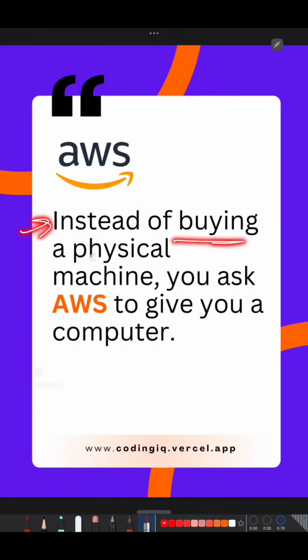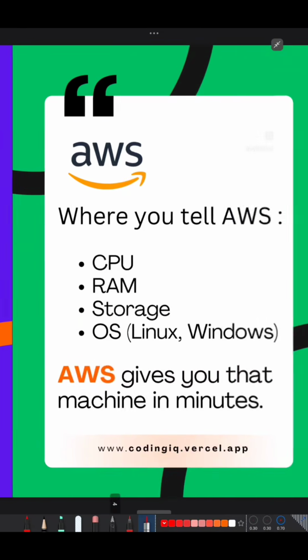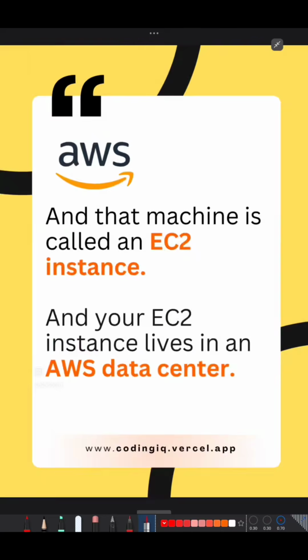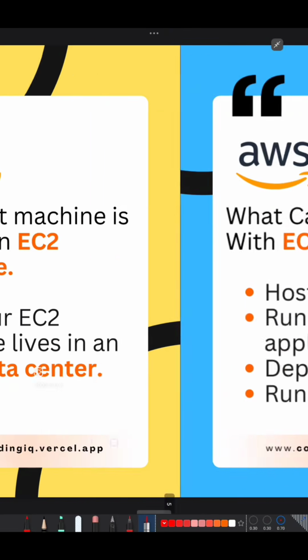Instead of buying a physical machine, you ask AWS to give you a computer, where you tell AWS how much CPU you want, how much RAM you need, how much storage you want, which operating system you want. Do you want Linux? Do you want Windows? And then AWS will give you that machine in minutes. And that machine is called an EC2 instance. And your EC2 instance lives in an AWS data center.